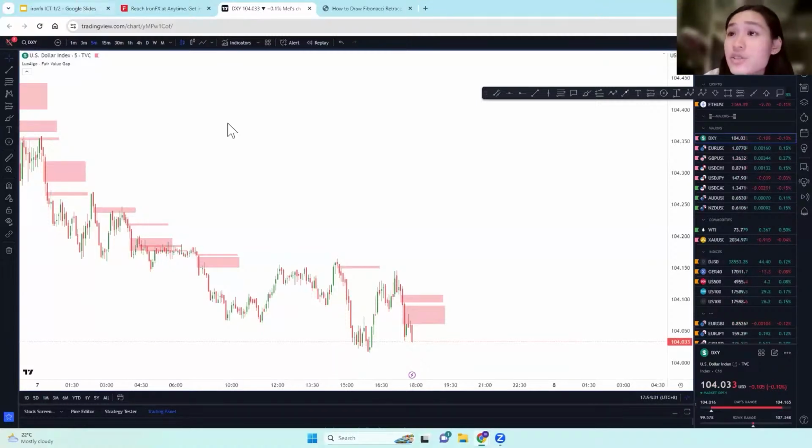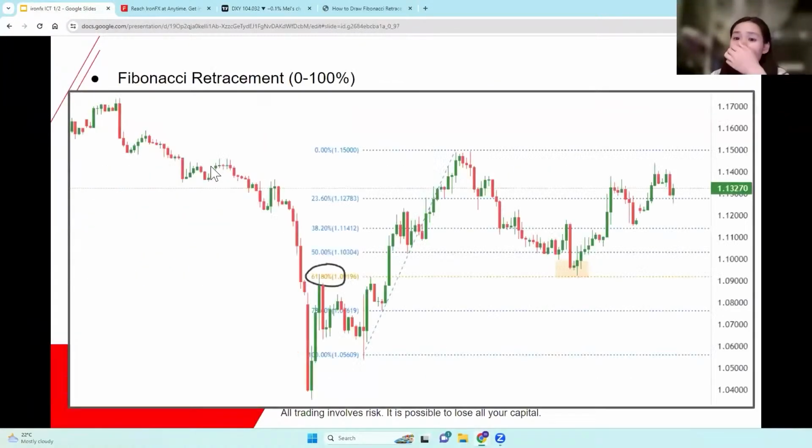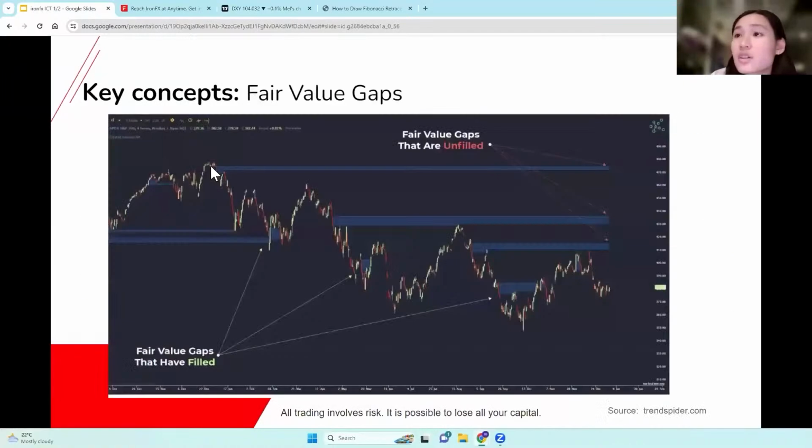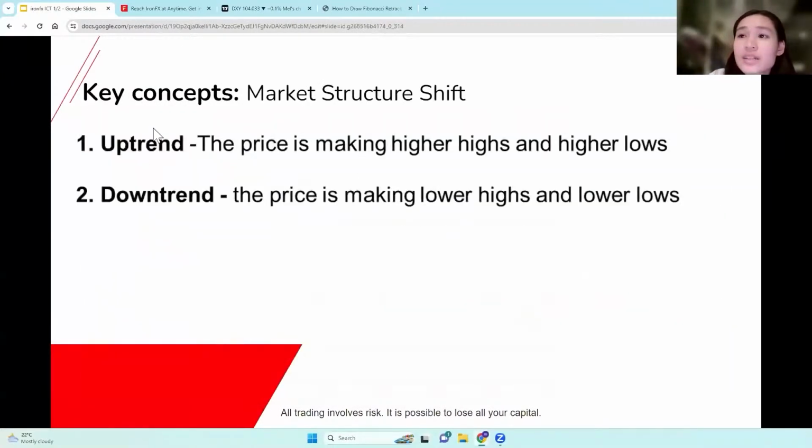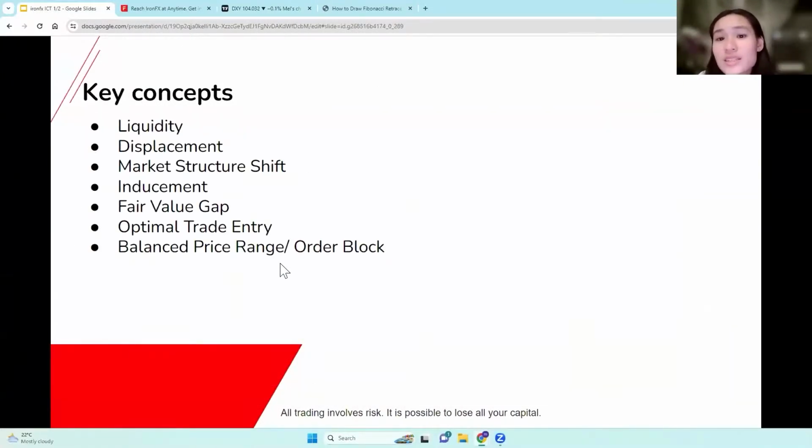Okay, so you can actually use these key concepts more as a checklist when you're using the ICT trading strategy. Firstly, you look for the liquidity, followed by the displacement, look for any market structure shifts, inducements, fair value gaps, and then use your Fibonacci levels to find your optimal trade entry, followed by the balanced price range, which is basically looking for a double fair value gap over here.